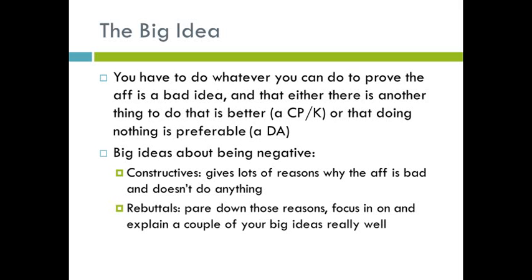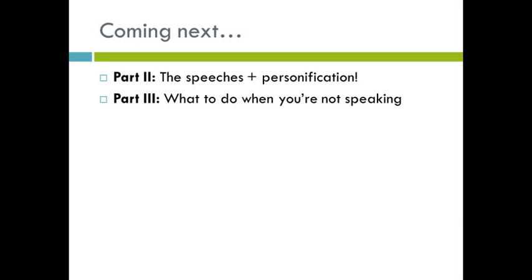So, two big ideas about being negatives. There are two types of speeches, right? Constructives and rebuttals. So in the constructives, you give lots of reasons why the AF is bad and doesn't do anything, and then in the rebuttal, you should pare down these reasons and focus in and explain a couple of your big ideas really well, okay?